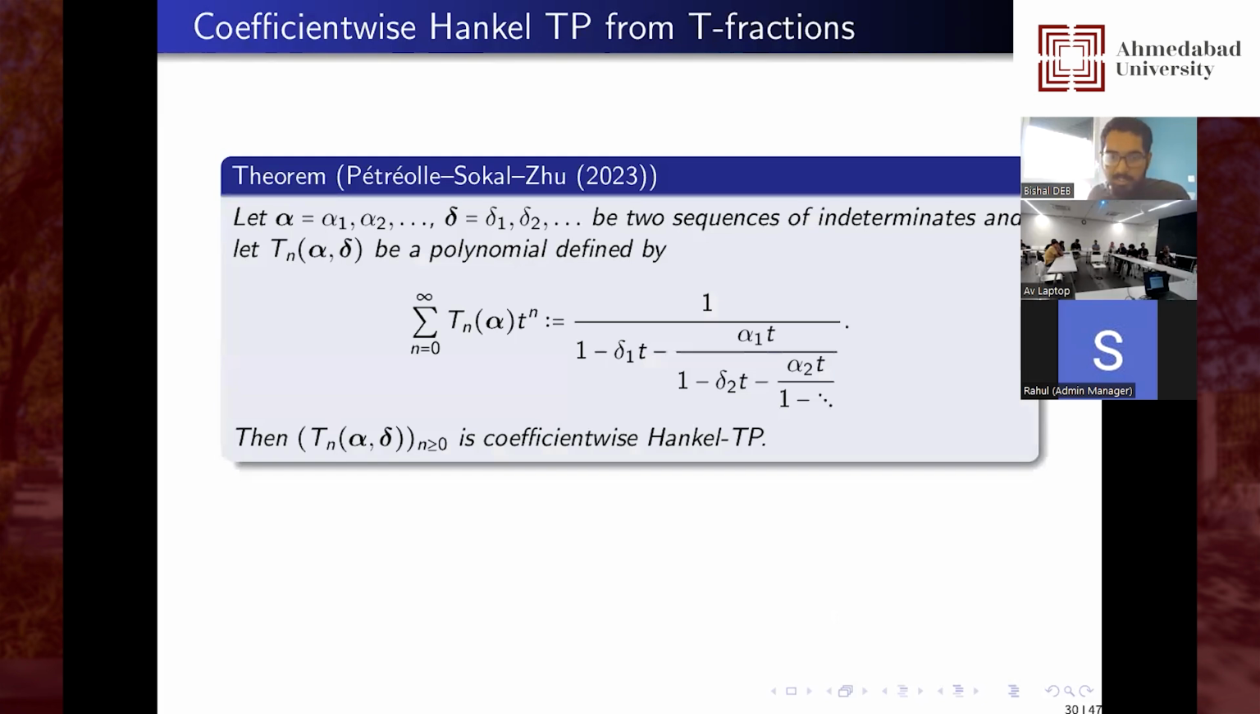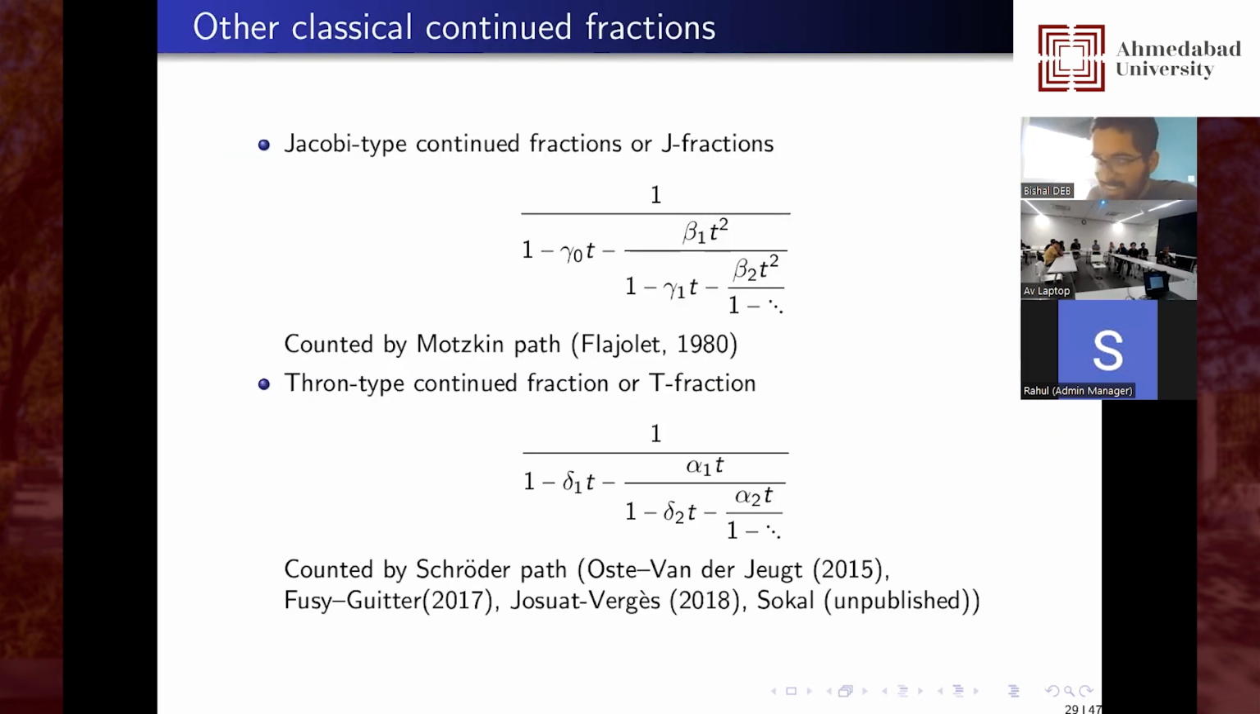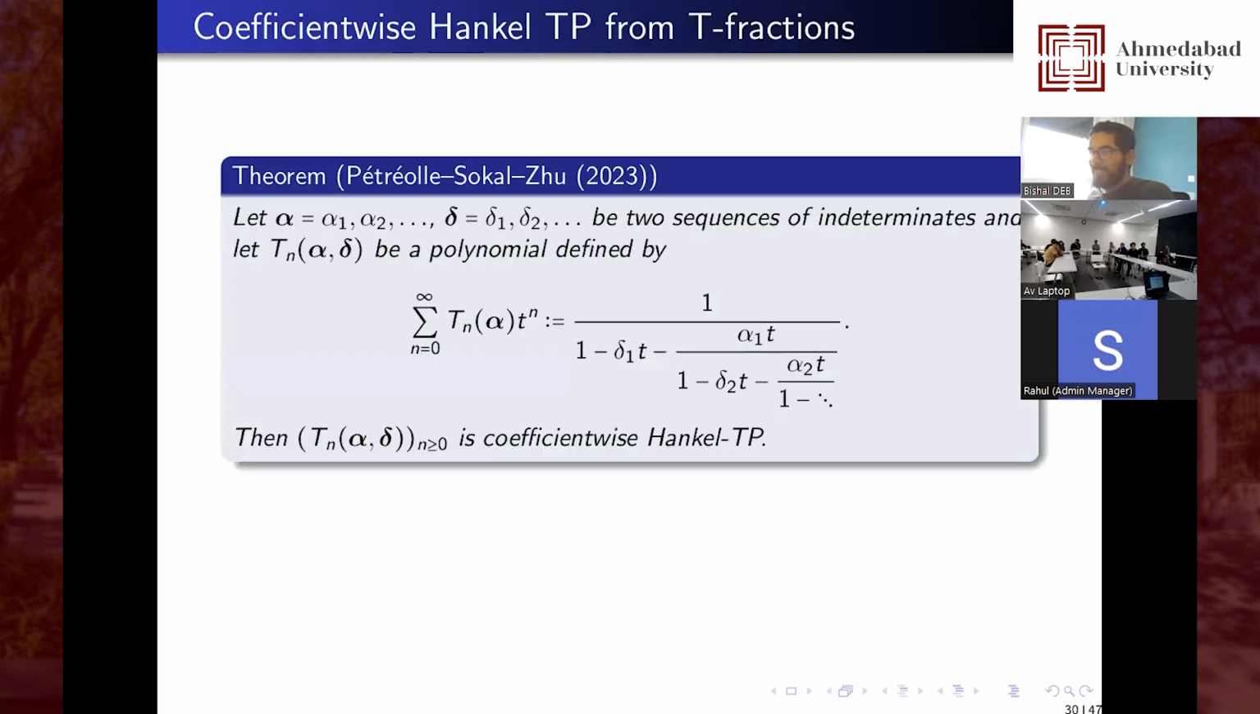Let me first state this theorem about, yes? One quick question. If you take the determinant of the Hankel matrix of Schroeder paths, then you get a counting formula for tilings of the Aztec diamond. Is there some connection with that? I'll get to it. Okay. So here is the statement about T fractions, which answers your question.